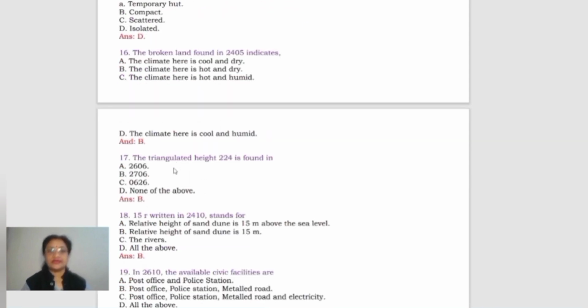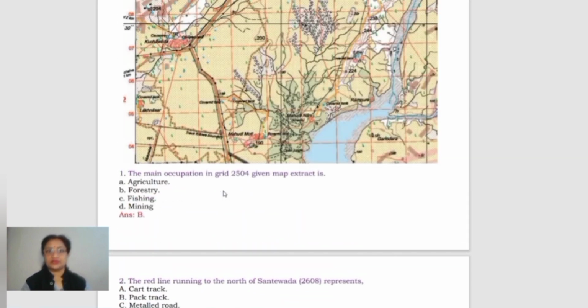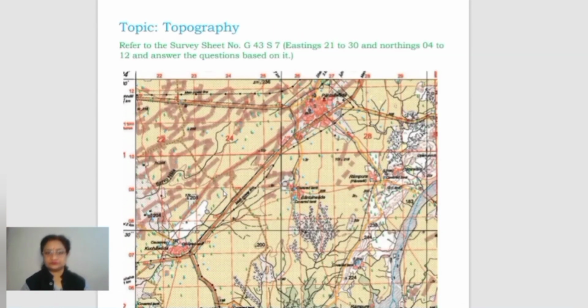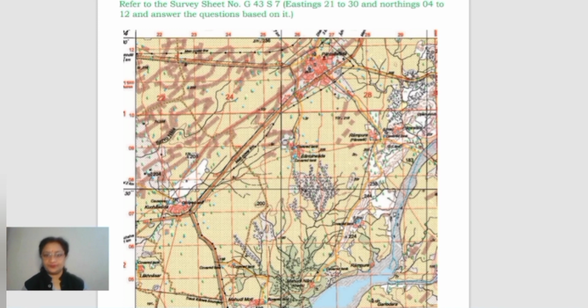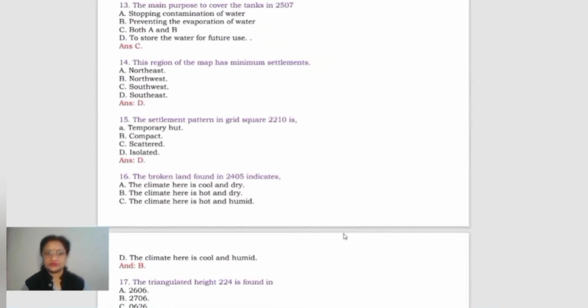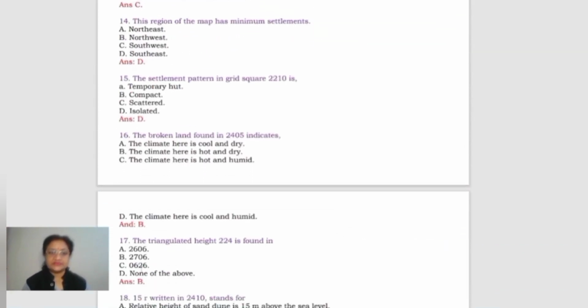Now come to the next. Triangulated height 224 is found in which grid square? 2606, 2706, 0626, none of the above. Let's see, 224. The triangulated height of 224 is visible here. What is this grid square? 27. And what is the northing? 2706, 06 is the northing. So it's lying in 2706. Yes, B is the correct answer, children. 2706 is the correct answer.